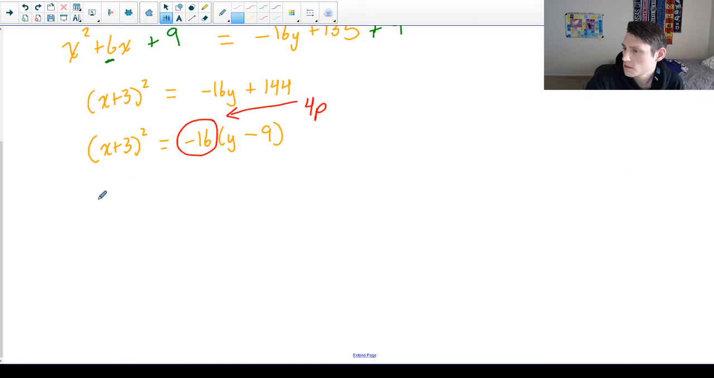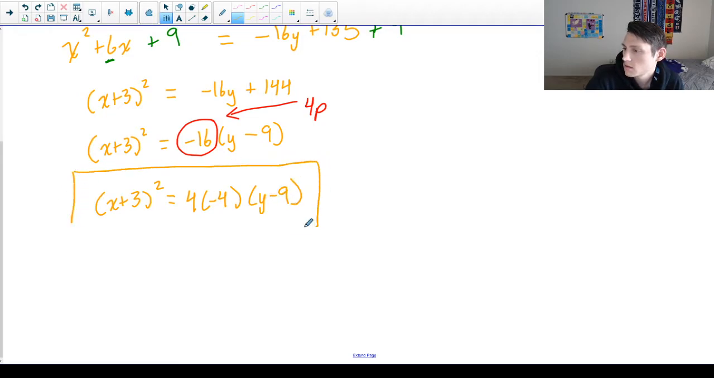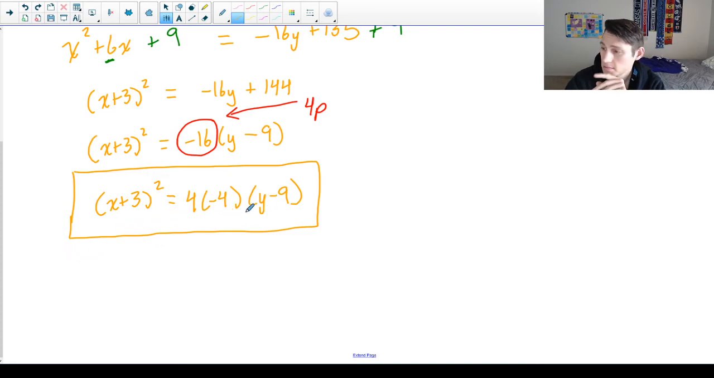So let's just do some quick thinking. 4 times what number gives me negative 16? Well, 4 times negative 4. All right, so I'll go ahead and break that down. So if I wanted to graph this, I know that p is negative 4.